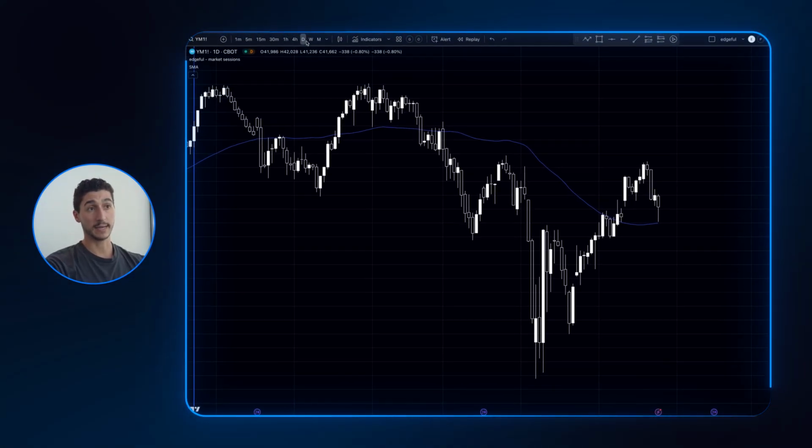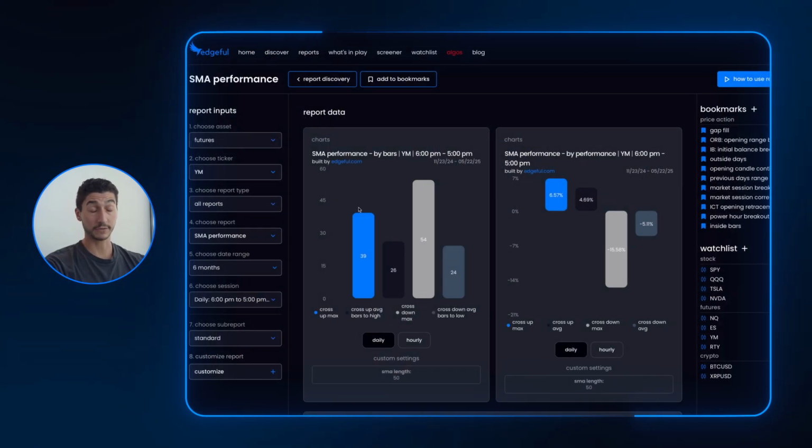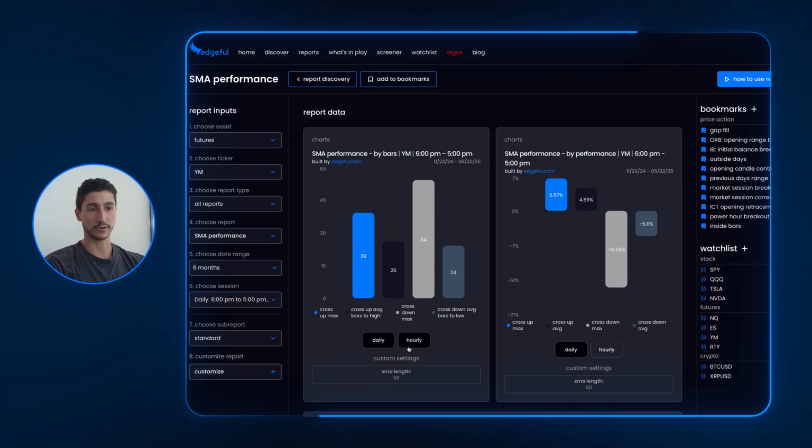And right now I'm on the daily time frame on TradingView, and you have to be on the daily time frame because the SMA is going to pull from the daily time frame. Just make sure that everything matches here.